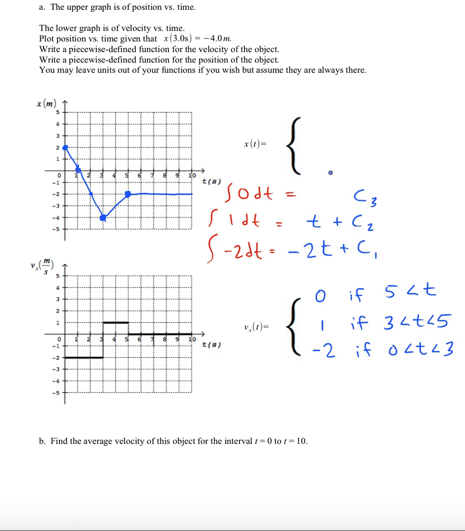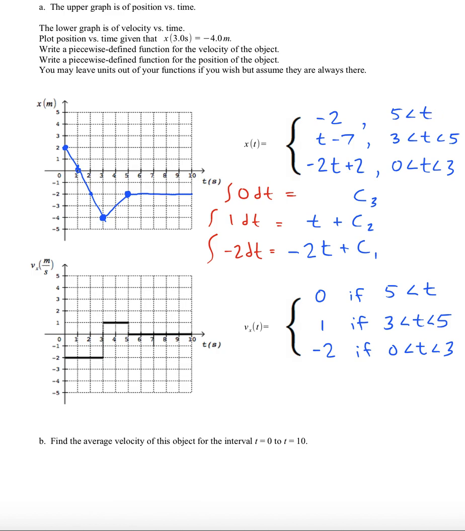So what are our functions? -2t plus 2 for 0 to 3. This one will be t minus 7 from 3 to 5. And then just a -2 from 5 on.